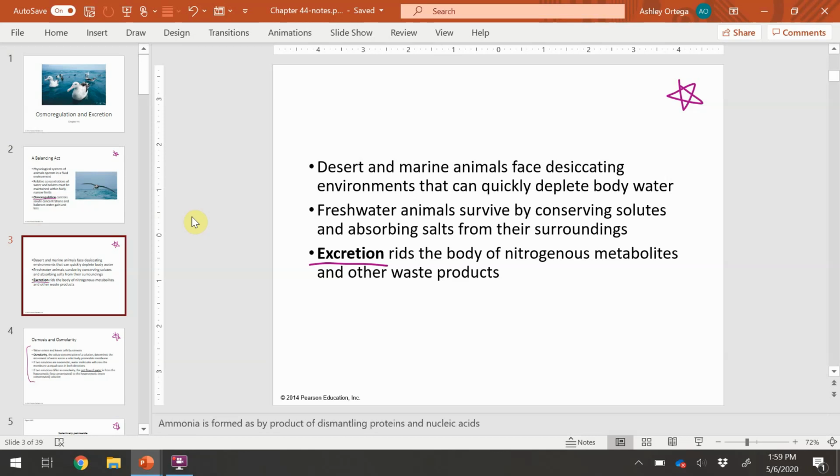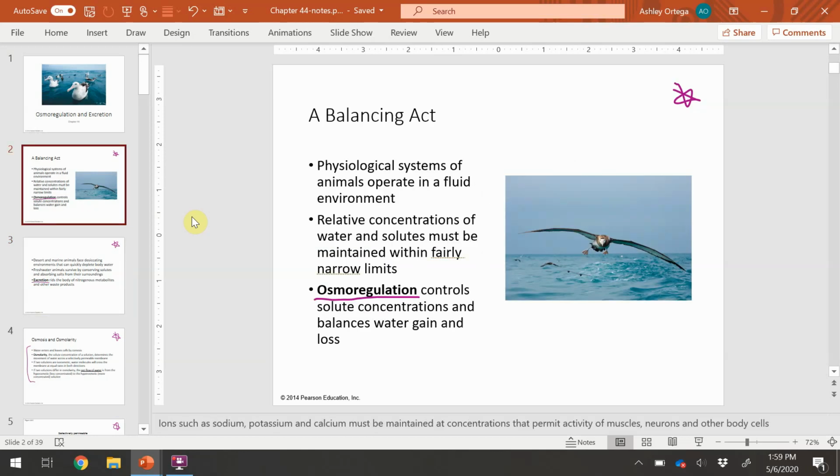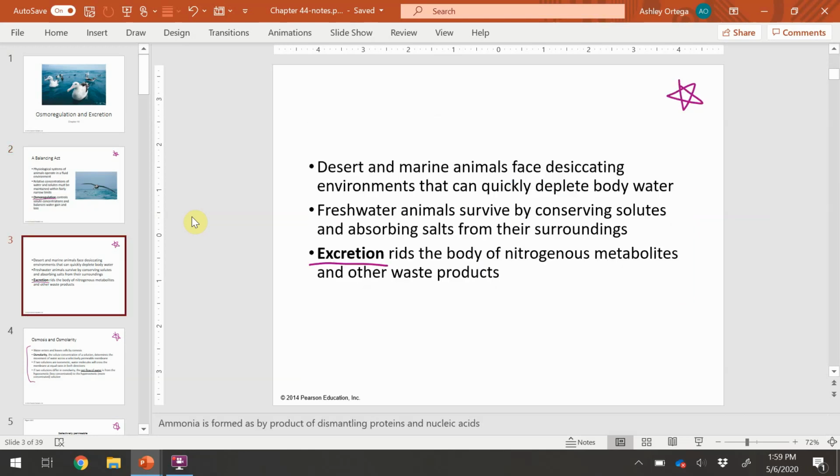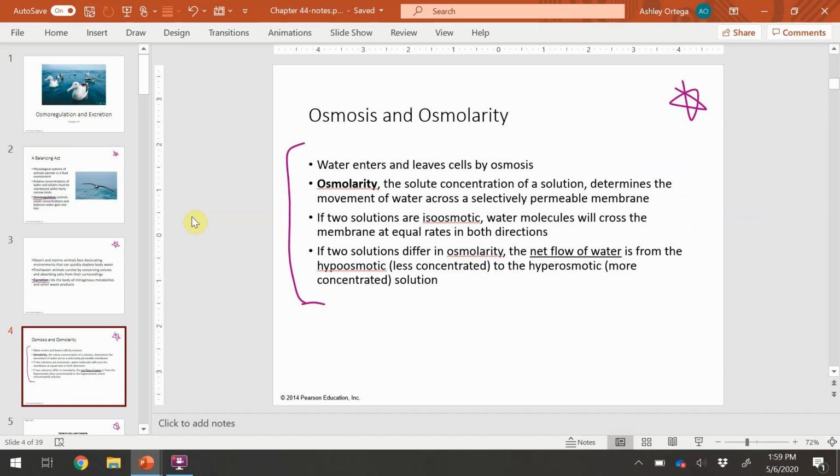The first two things here to really understand is that osmoregulation is controlling those solute concentrations and water concentrations, whereas excretion is getting rid of waste products, nitrogenous waste. And so now we're going to take a look at osmosis and osmolarity.